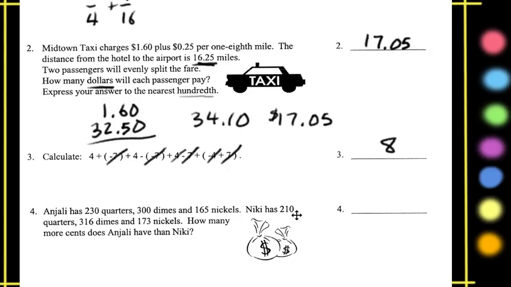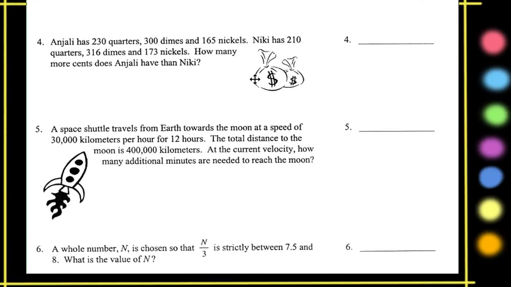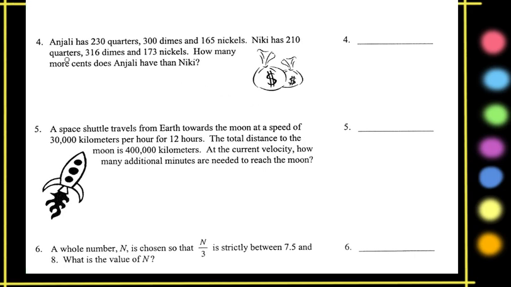All right. Let's take a look up here. Here it says Anjali has 230 quarters, 300 dimes, 165 nickels, and Nikki has 210 quarters, 316 dimes, and 173 nickels. How many more cents does Anjali have than Nikki? So you could compute the number of cents that each one has and then subtract, but that would be kind of a lot of work. And it might be easier to just keep track of what is the difference for each one.